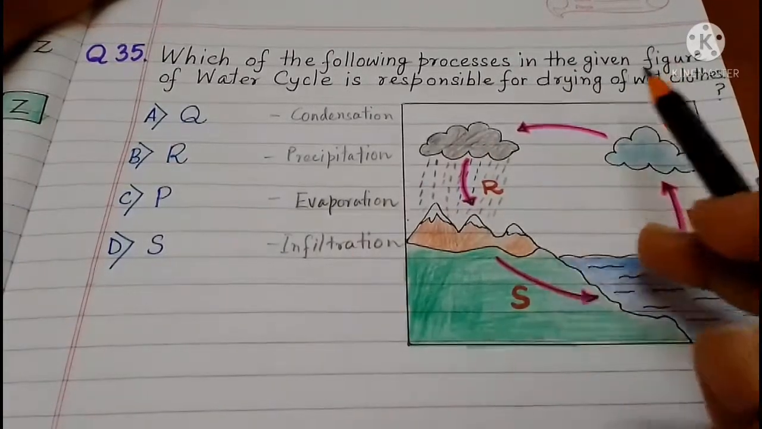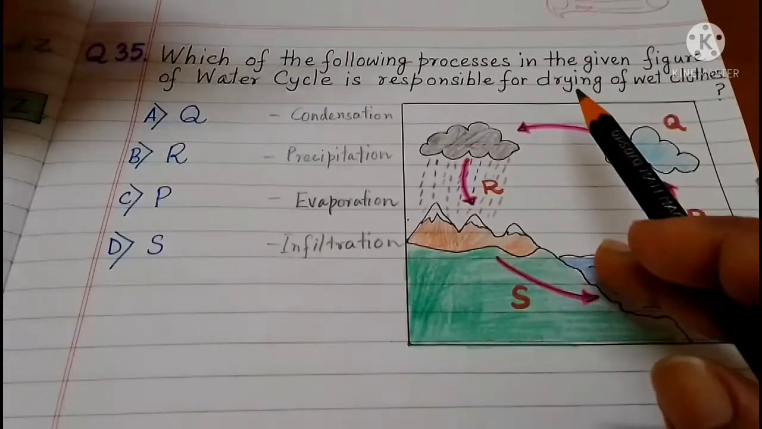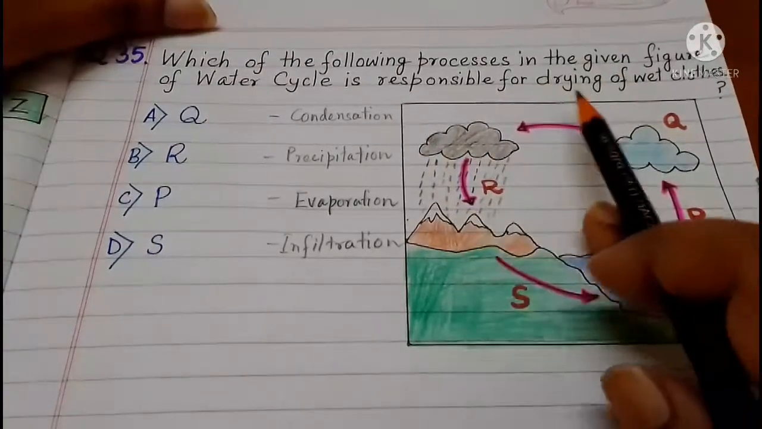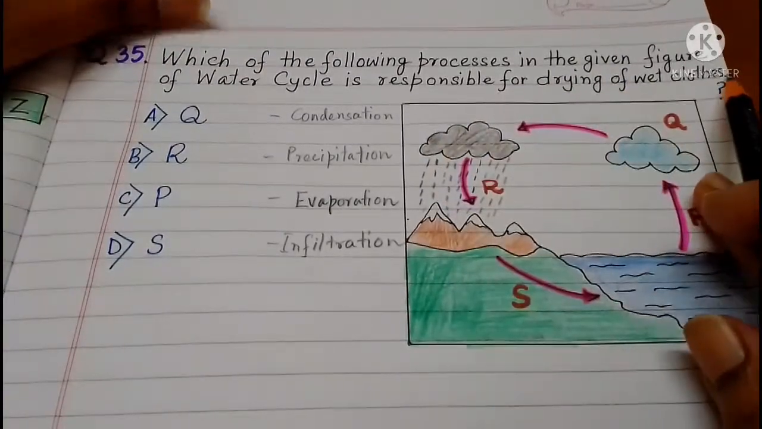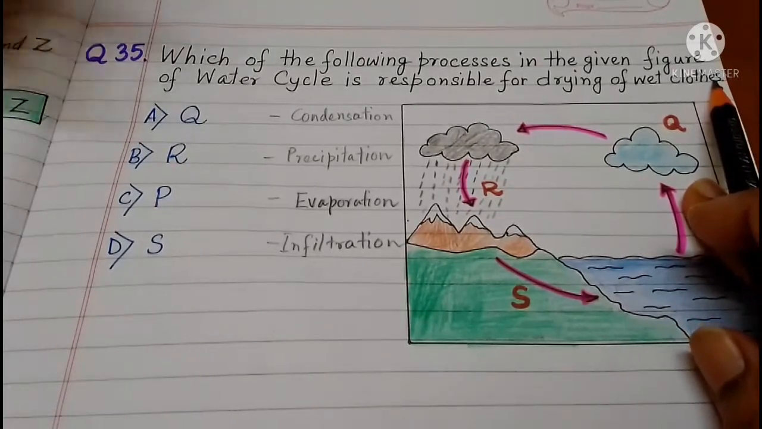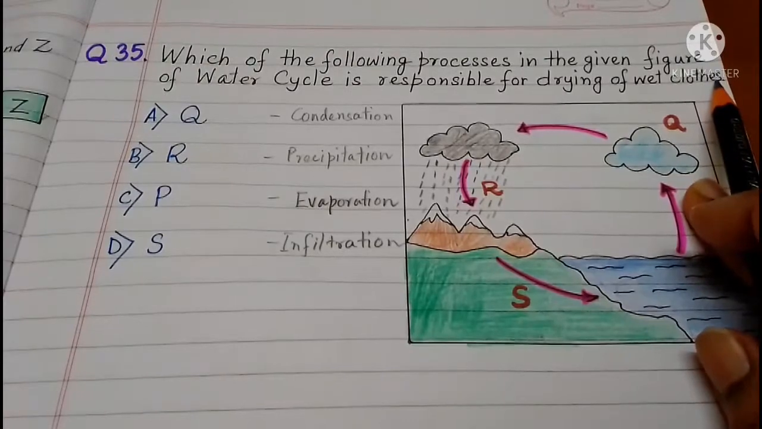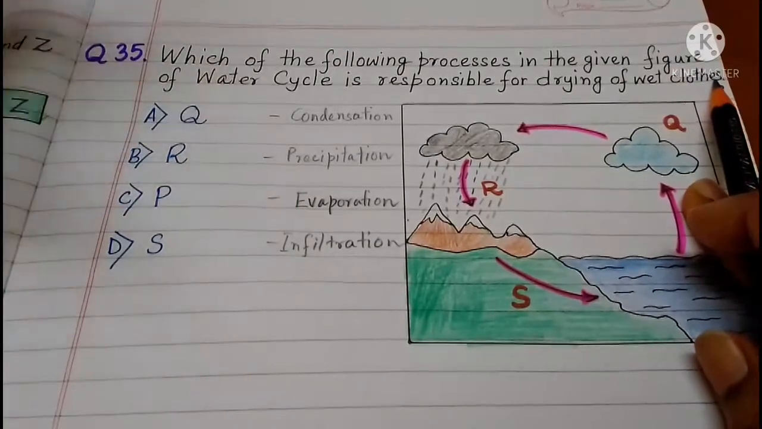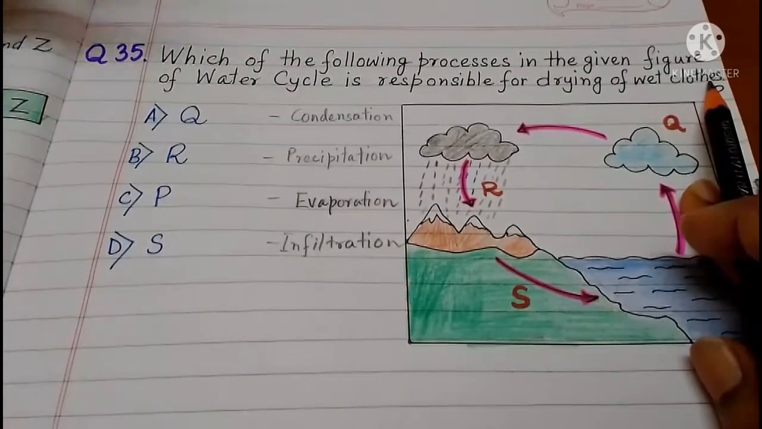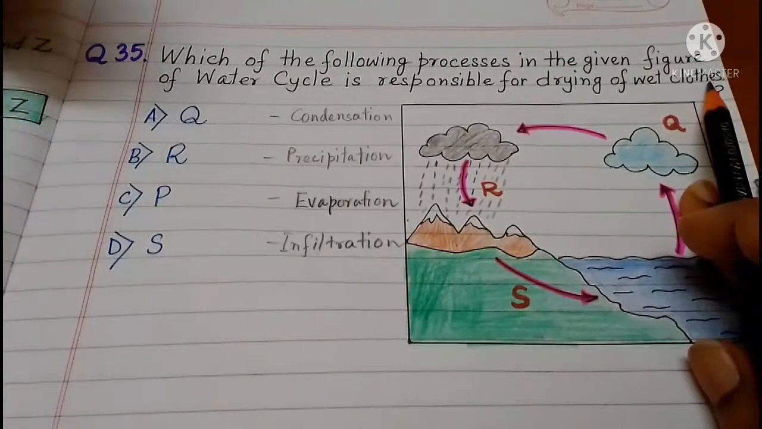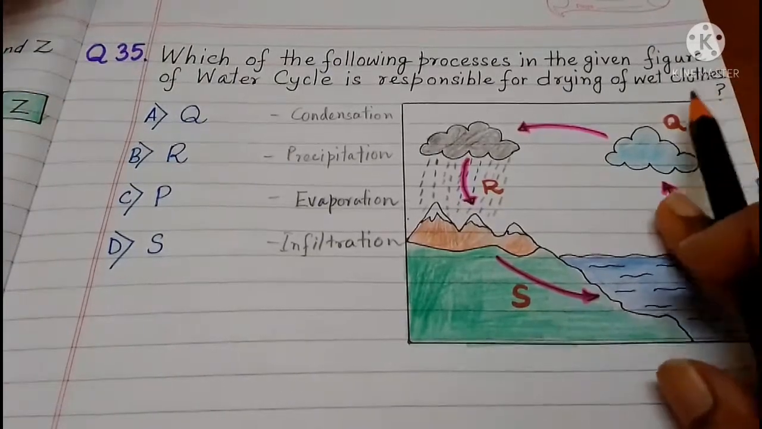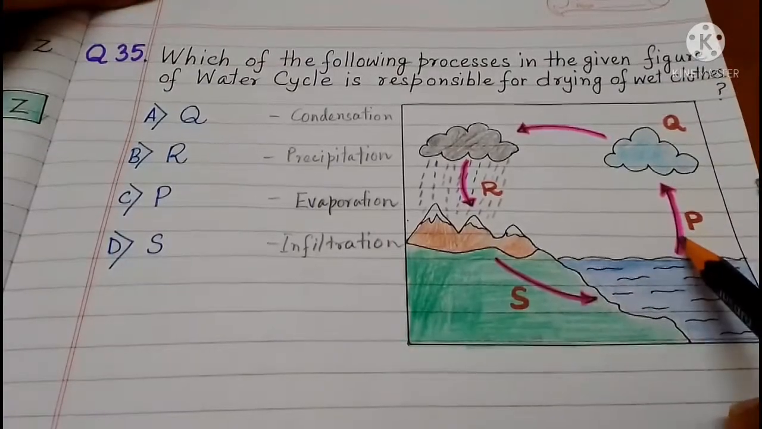Now they're asking which phenomenon out of these four is responsible for drying of wet clothes. Why do our wet clothes in the sunlight get dried after some time? It is actually because the water in the clothes gets evaporated in presence of sunlight. When there is sunlight, this causes drying of clothes. Okay, so here P is that phenomenon.